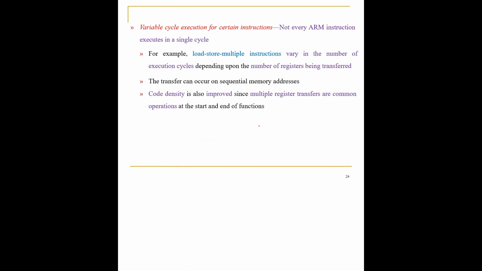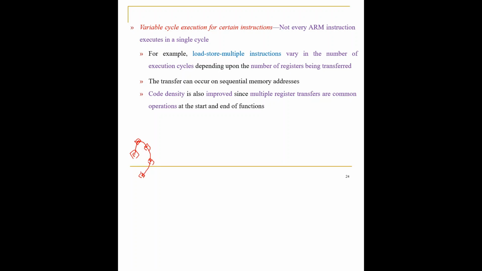So, variable cycle execution for certain instructions. Not every ARM instruction executes in a single cycle. For example, load store multiple instructions vary in number of execution cycles depending on the number of registers being transferred. Let's say this is a processor, and these are all registers. The data is present here. The data will get processed in the same register, and from there it has to be transferred to this register, from there to this register, and from there to this register.